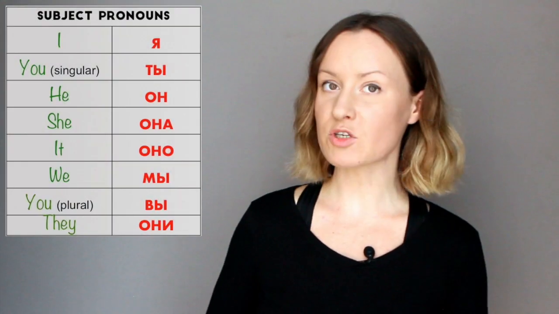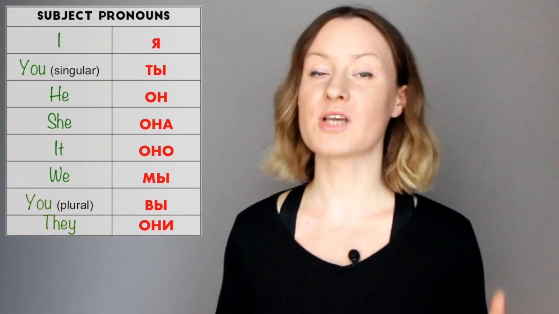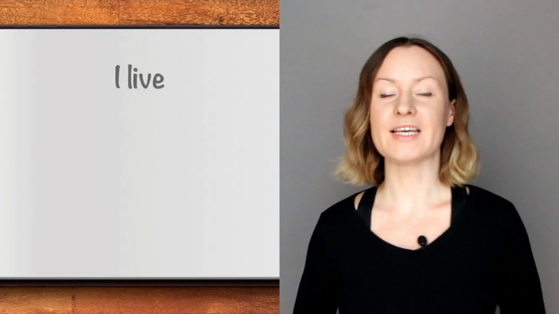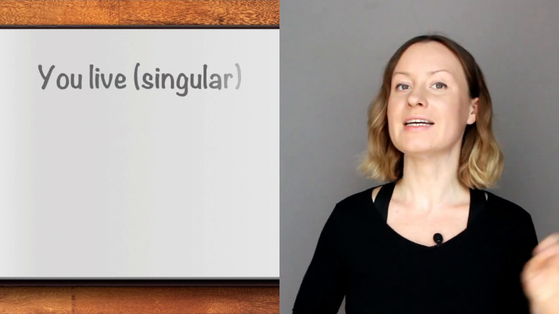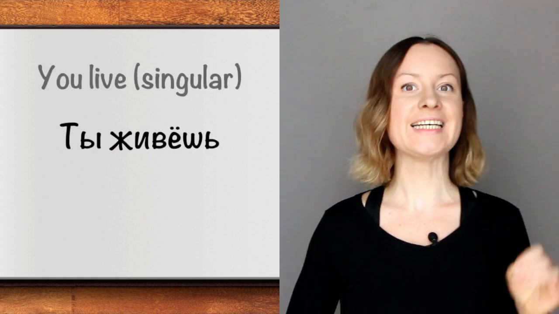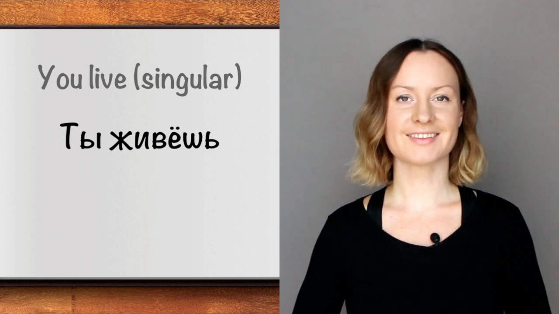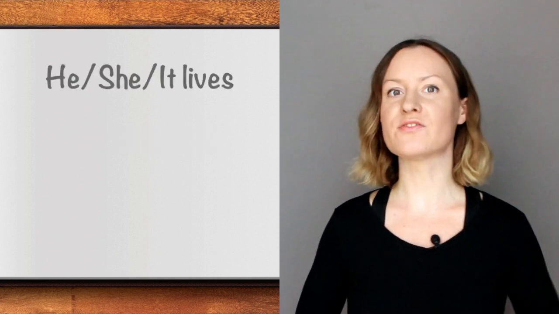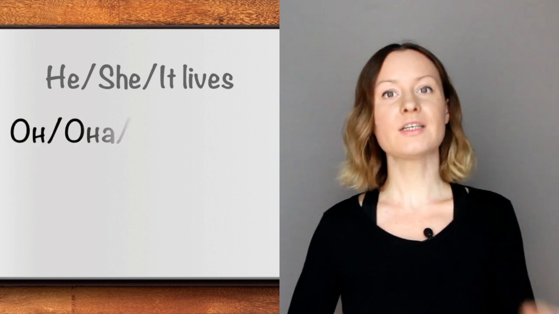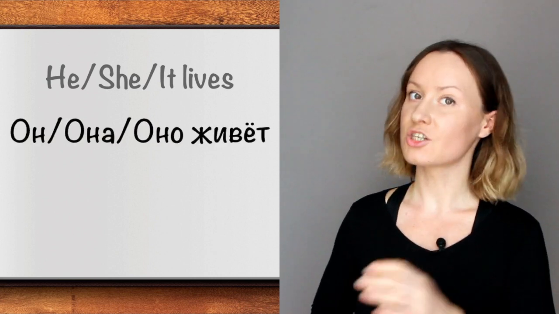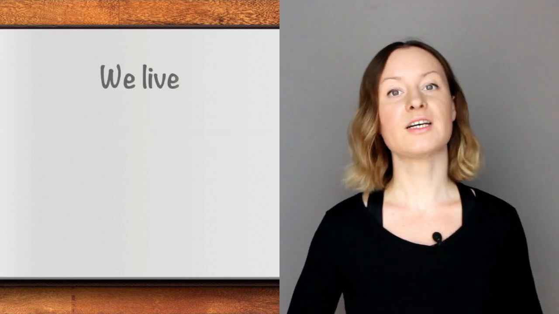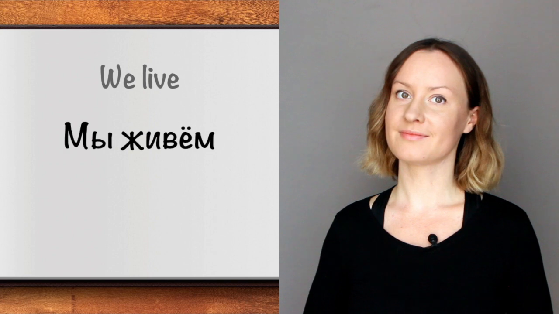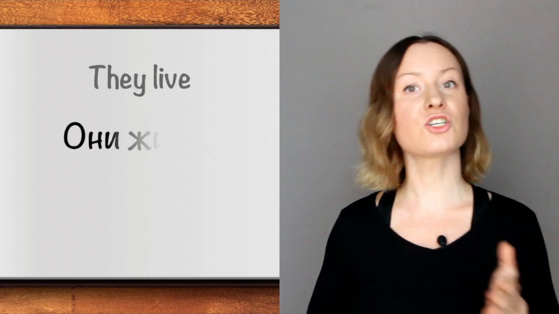They – они. Well, you should know already the subject pronouns, so now let's see the different forms of the verb. To say I live is я живу. You live, singular: ты живешь. He lives, she lives, it lives: он живет, она живет, оно живет. We live: мы живем. They live: они живут.